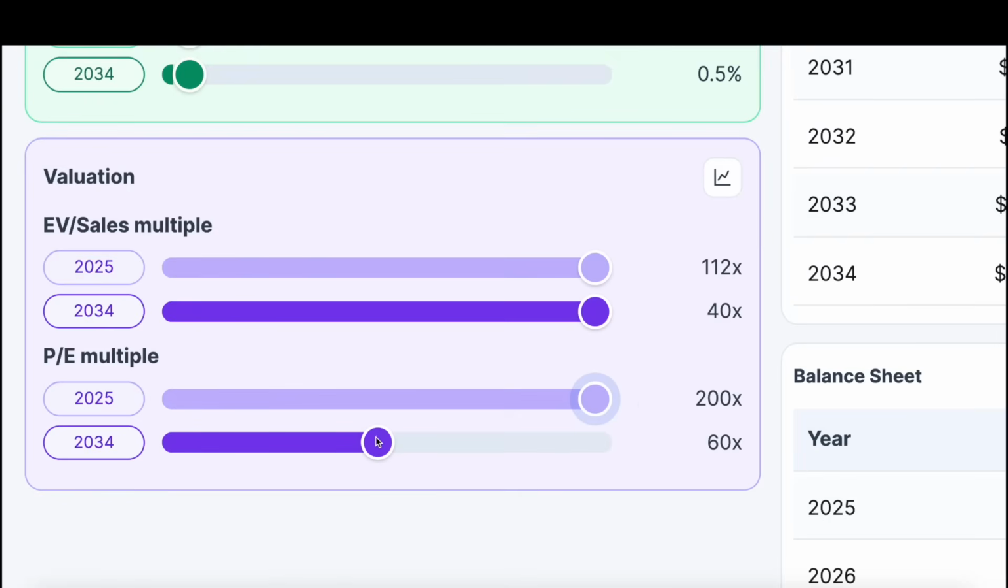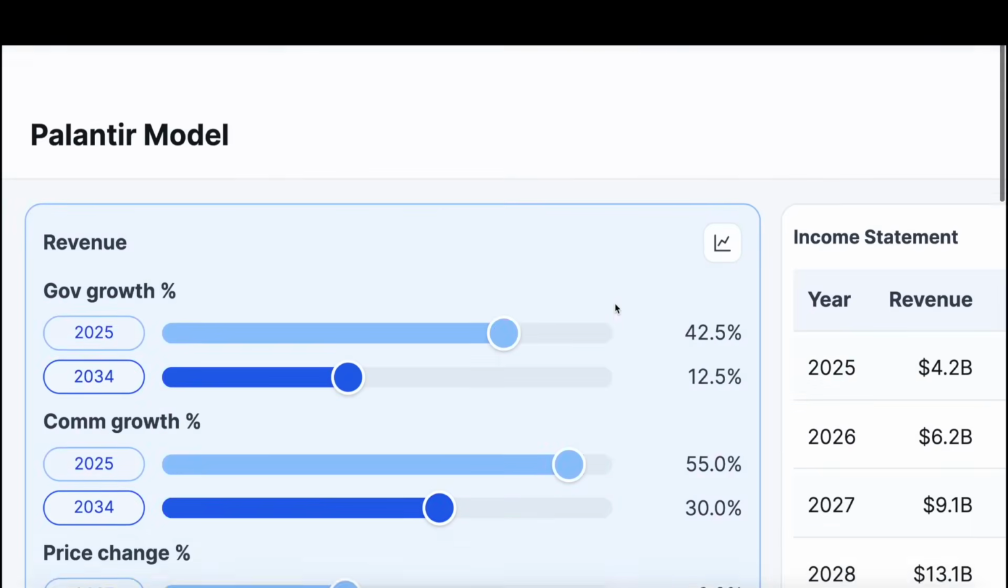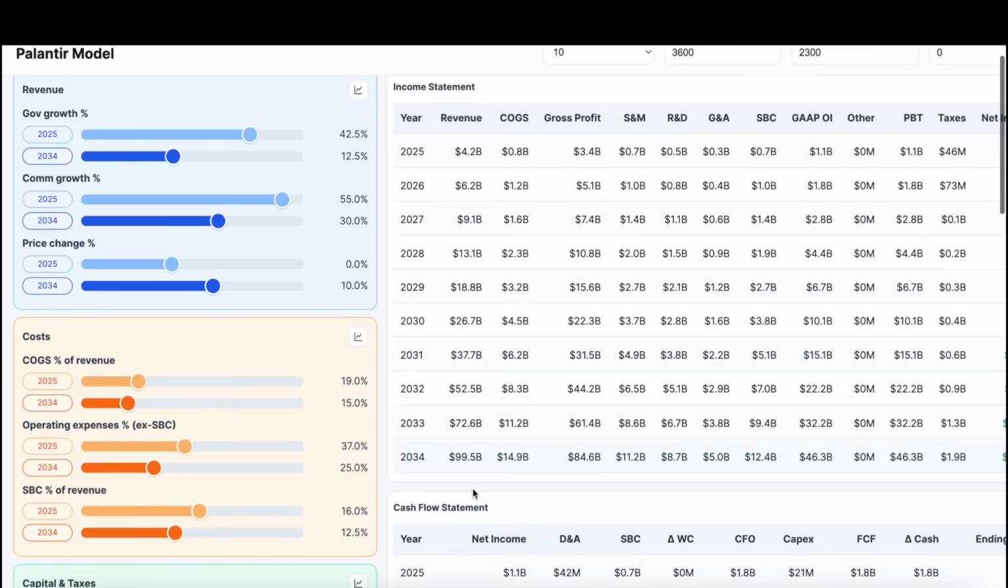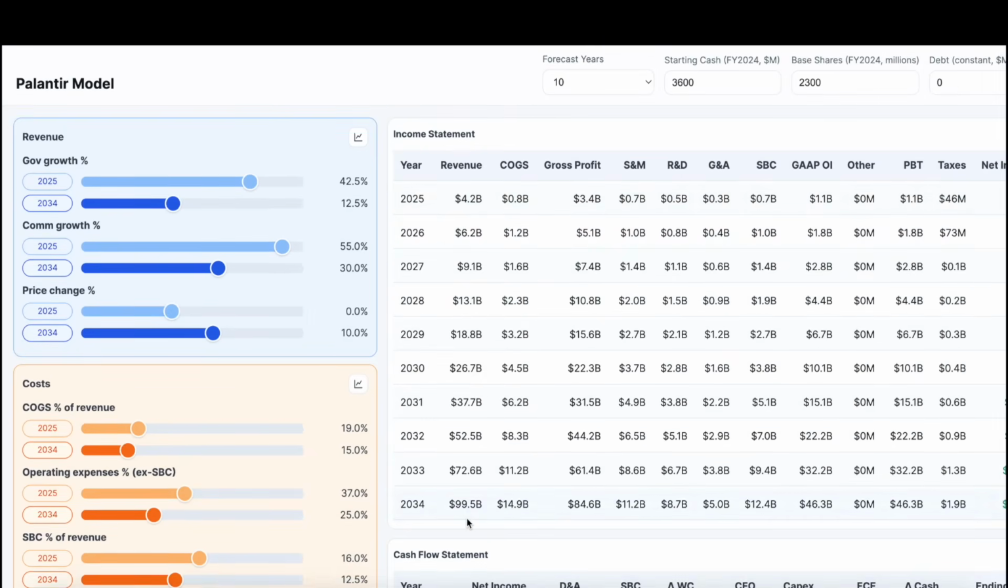What is an ideal price to earnings ratio? I mean, this is an AI stock, right? So you would like to see it around 30 or 40, but I think double that is probably what's going to be most likely. So let's have a look at the income statement here. Growing from $4 billion in revenue to $100 billion in revenue 10 years from now.